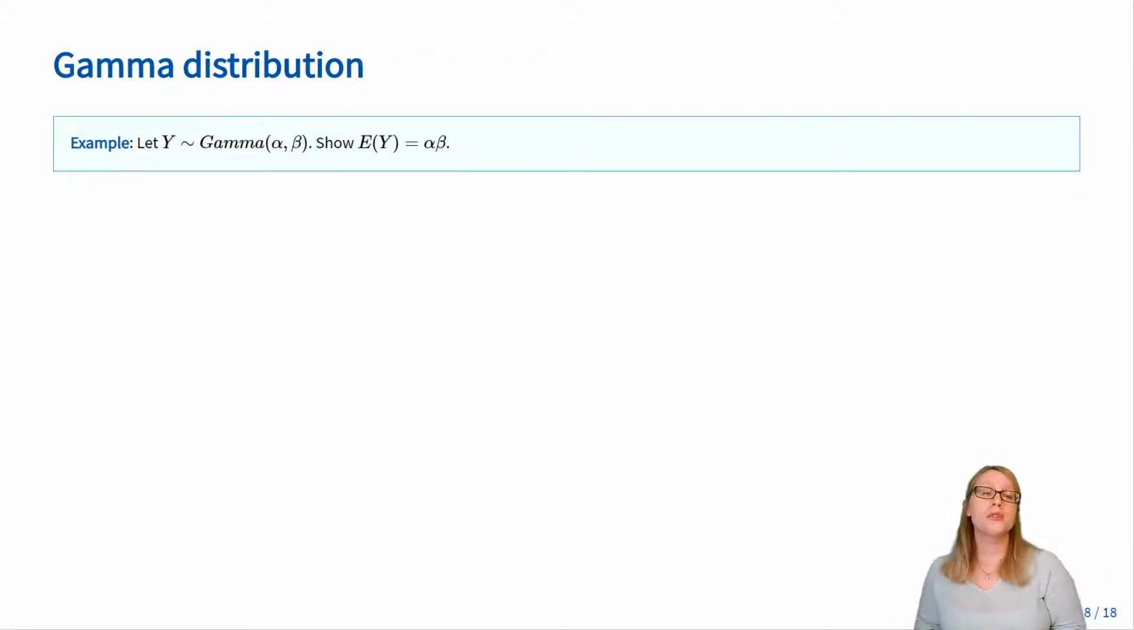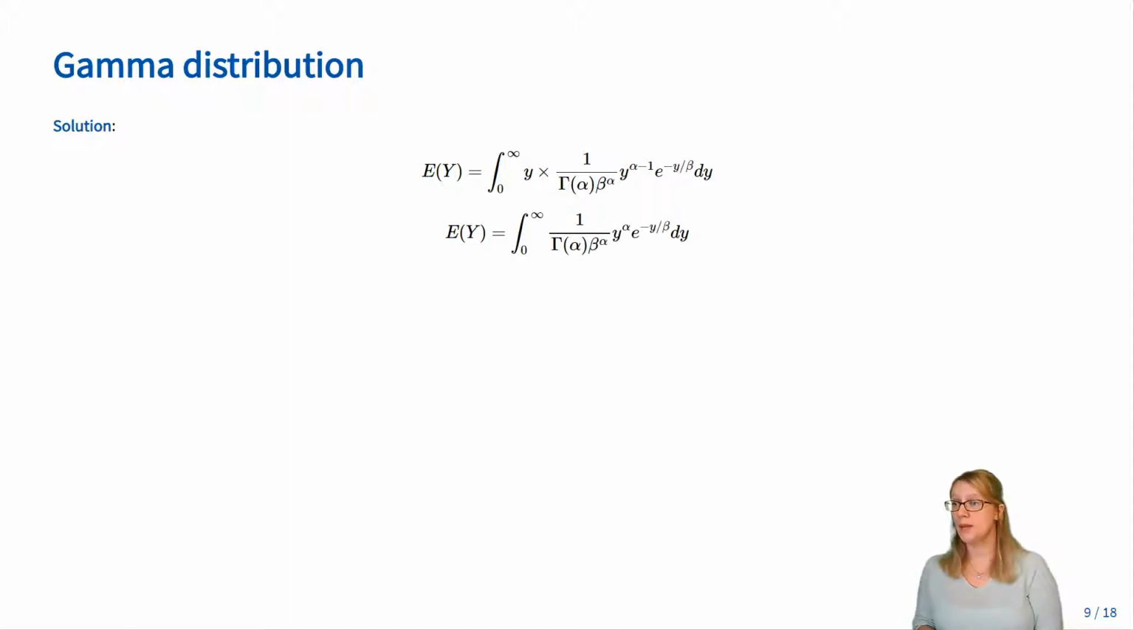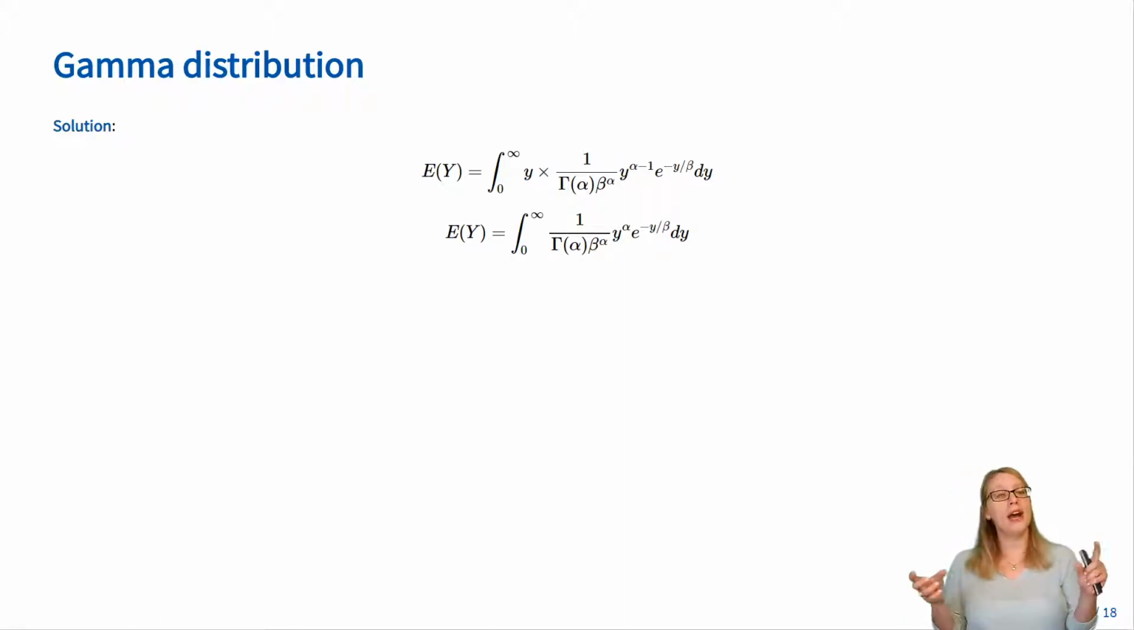We are going to make use of an awesome trick in order to prove this. So let's start by setting up the expected value. Our expected value of a gamma is just y times the PDF integrated over the support with respect to y. Now I'll combine like terms together. Specifically, I'll combine those y's together.